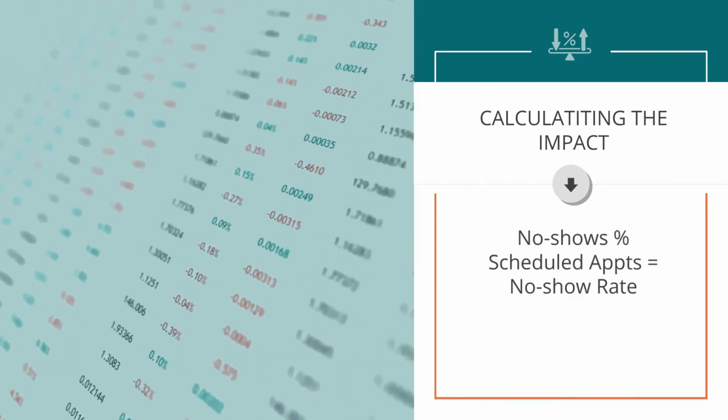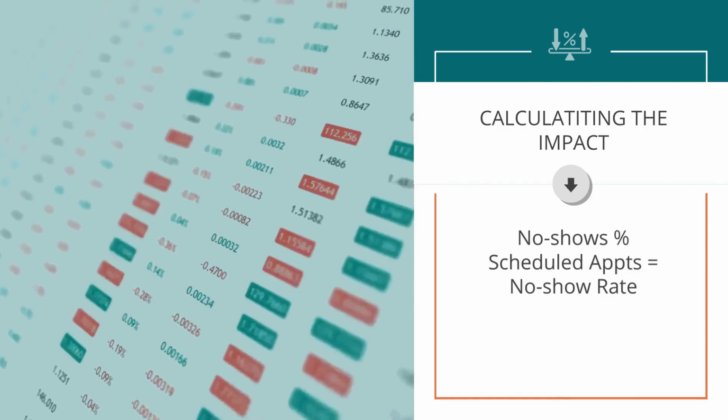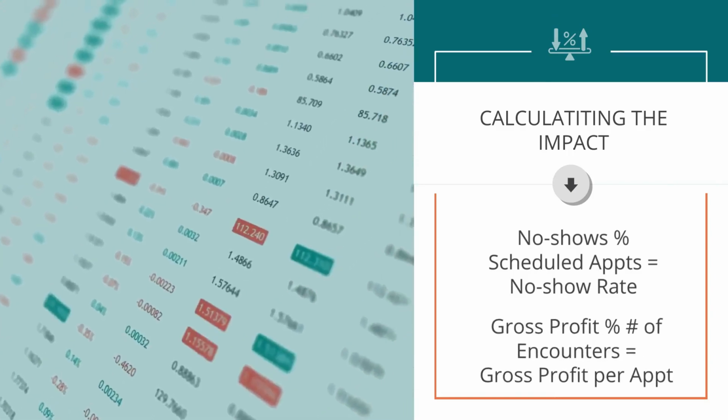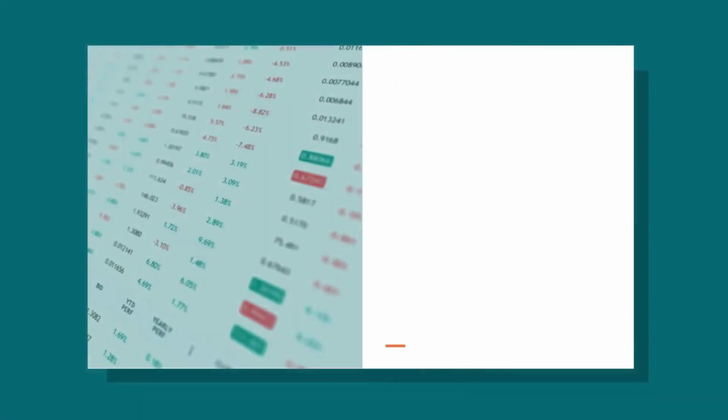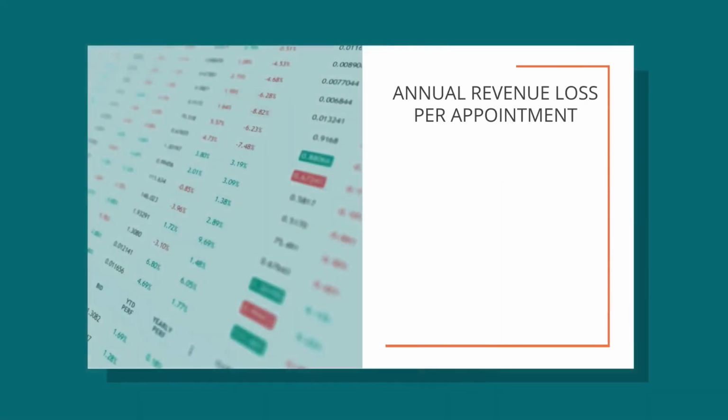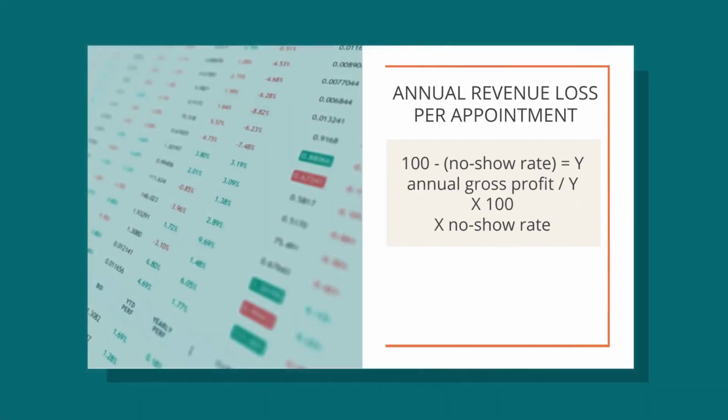Next, you must determine your gross profit per appointment. Then, multiply this number by the number of no-shows for any period. A more complex formula can be used to project loss. Using this formula, a provider with an annual gross profit of $10 million and a no-show rate of 20% would have an annual per-appointment loss of $2.5 million.